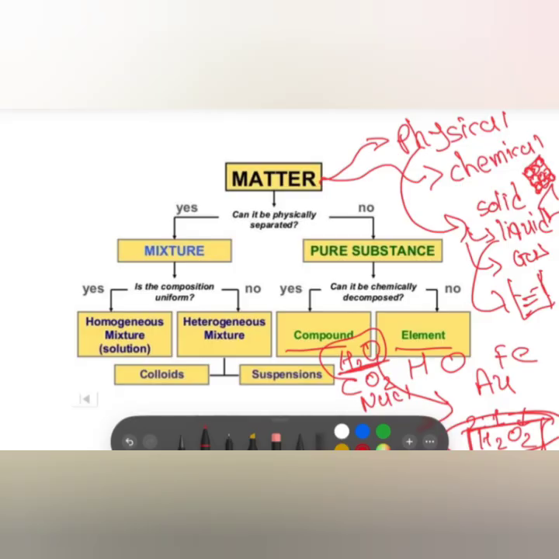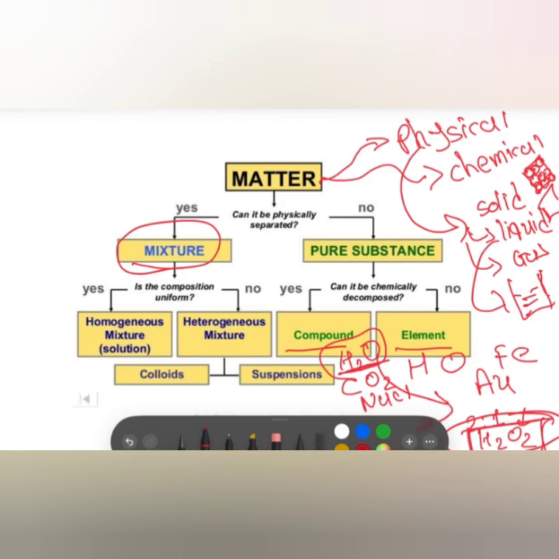What about a mixture? A mixture is formed by the physical combination of two or more substances. No fixed composition. Components retain their properties. For example, air: oxygen, carbon dioxide, nitrogen, all of these are mixed. Salt plus water, salty water, or sand plus iron filings, etc.